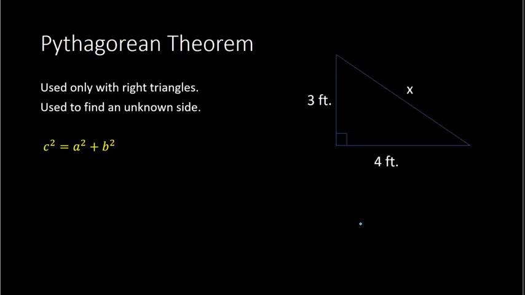So for example, here we have a right triangle. One side is 3 feet, another side is 4 feet, and we're trying to find this third side over here.